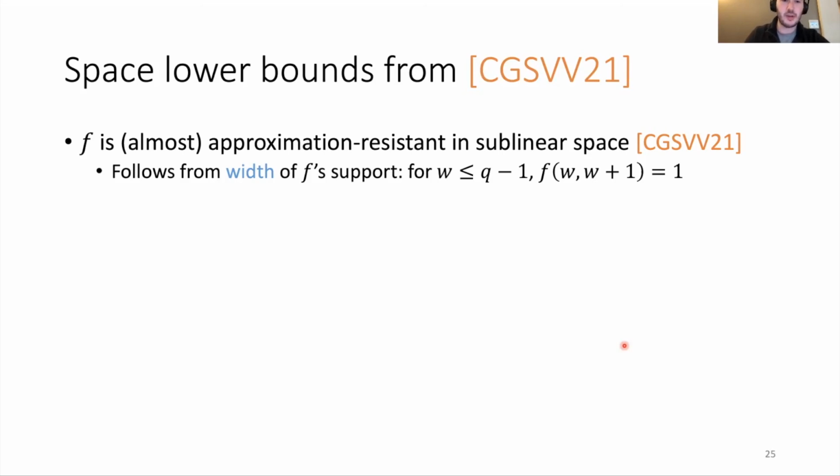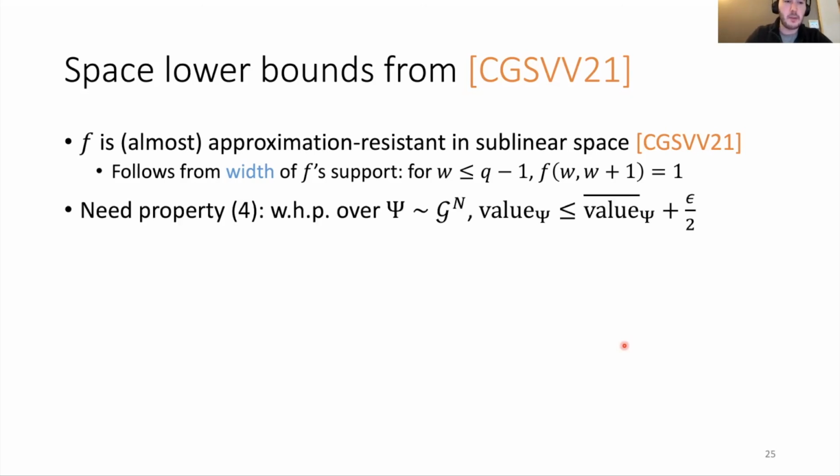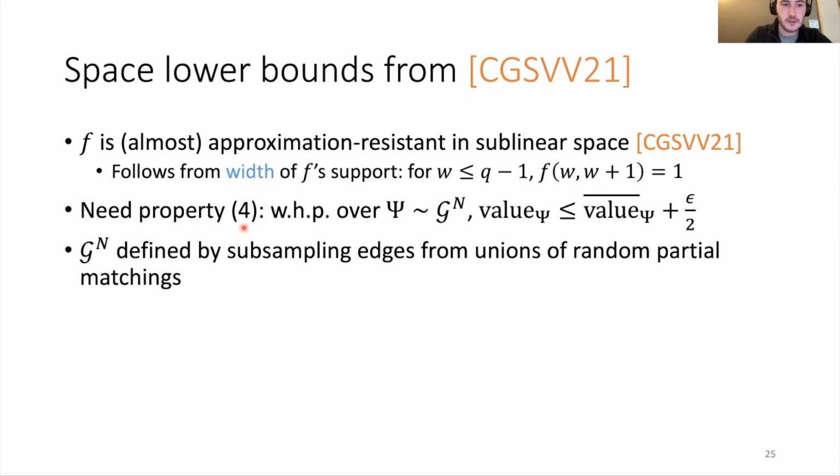This property is called width, and this Cho et al. paper says that if you start with a wide constraint function, then the max CSP problem will be hard to approximate in sublinear space in the streaming setting. But with all of this together, we still are missing one property, which, actually this should be property 5 from the previous several slides ago, which says that with high probability over a no instance, its value as an MAS instance is not too much larger than its value as a max CSP instance.